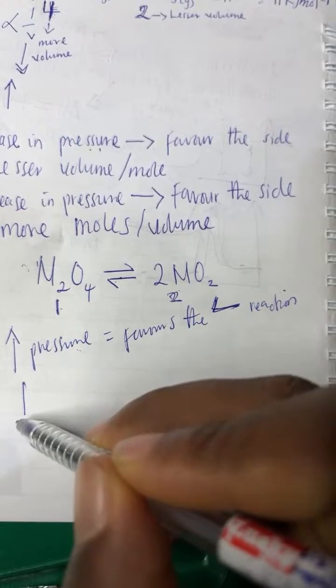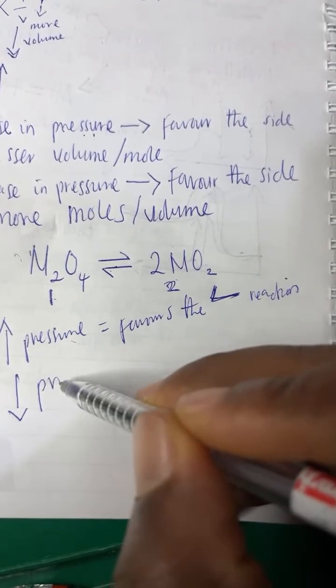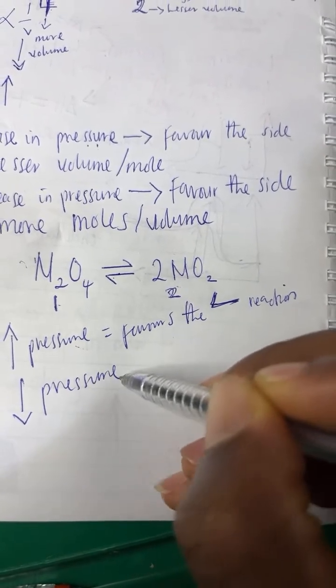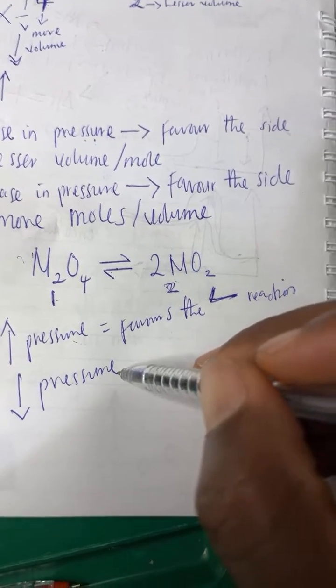What if there's a decrease in pressure? Where will it favor?